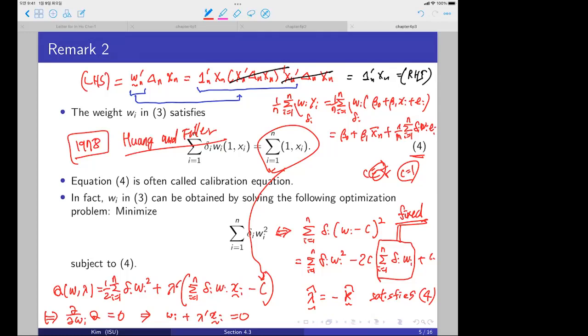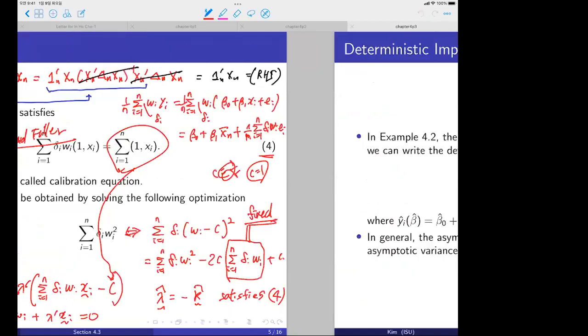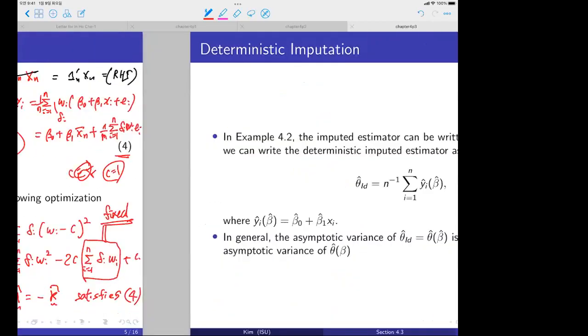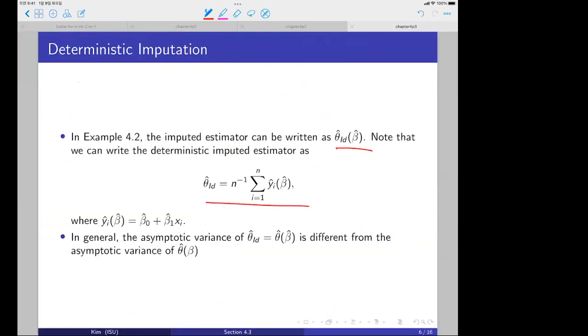Let's move on. So the imputation estimator can be written as this. That's a remark. And then we have two choices. One is deterministic imputation. The other one is stochastic imputation. With deterministic imputation, we just impute the best predictor, with no error.